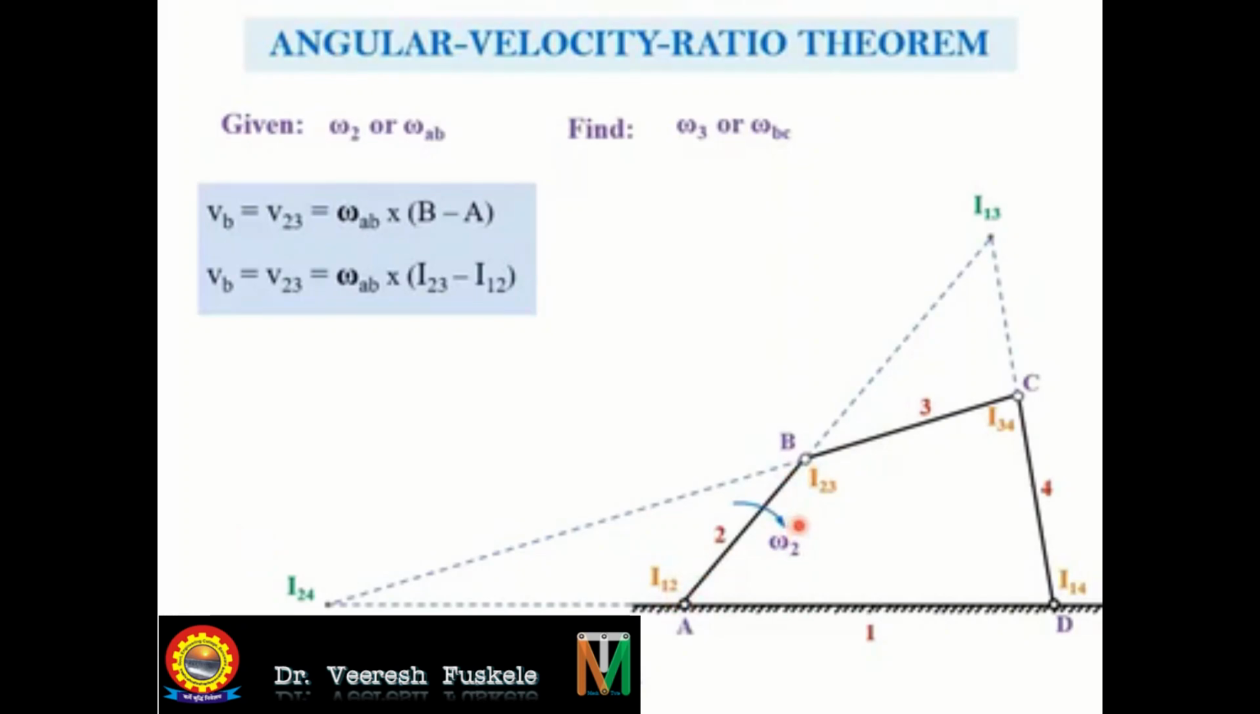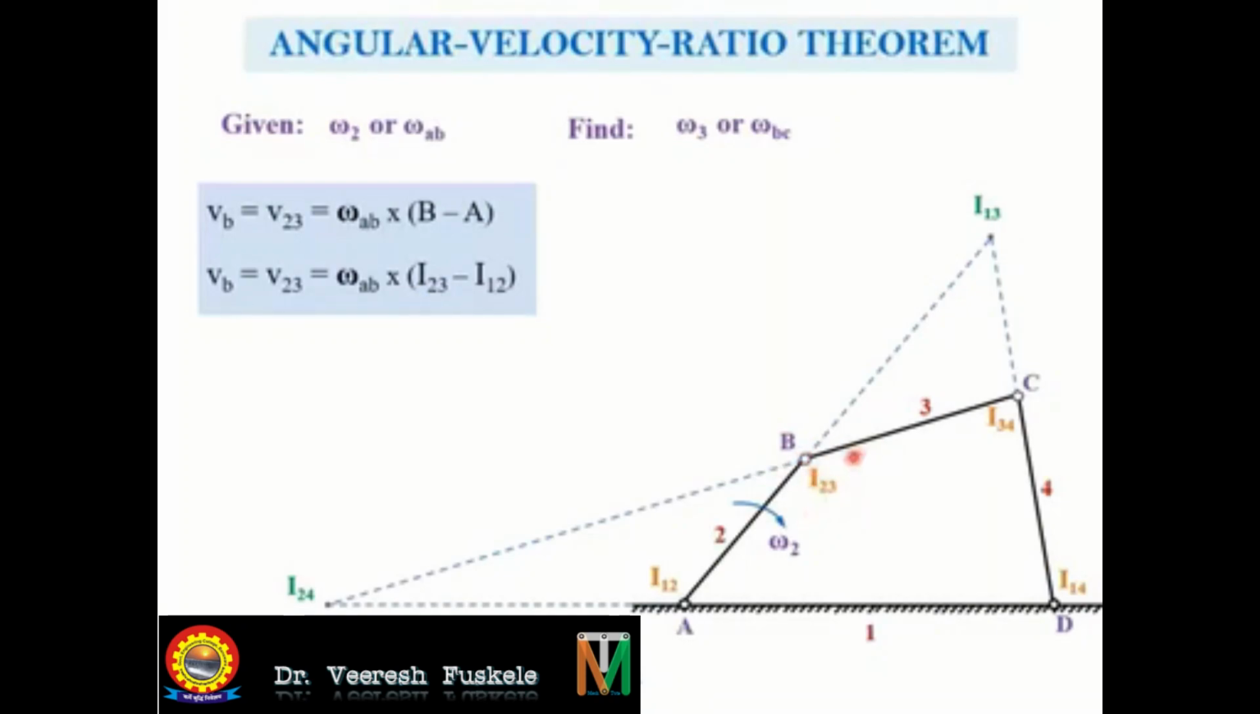B happens to be the relative instantaneous center. That means if we consider this point B to be a point on link 2, whatever its velocity we have already calculated as this much. And if we consider it to be on the link 3, then it will have the same velocity. This is according to the definition of the instantaneous center.